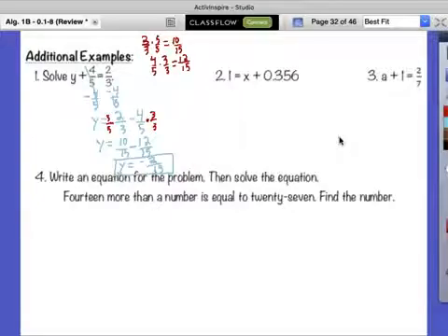So what's happening with x? What's happening with our variable? We ask ourselves this question all the time. What's happening with our variables? Added. How do we undo it? Subtract. So what are we going to subtract by? 0.356. No, we're going to subtract by a decimal there, right? On both sides.